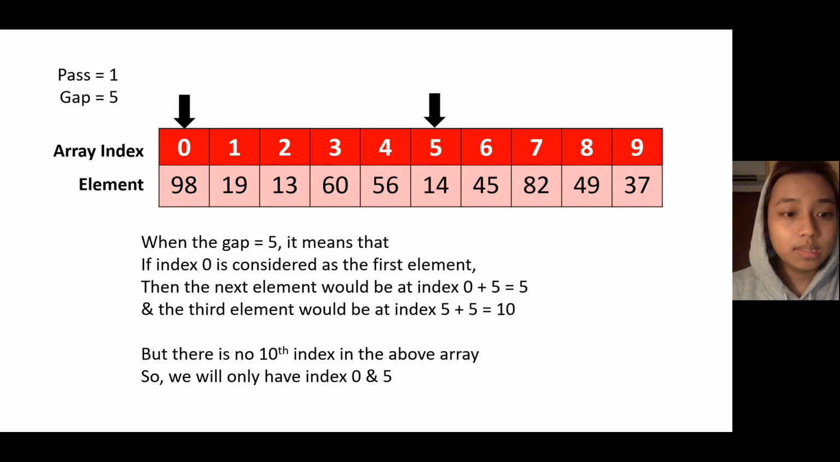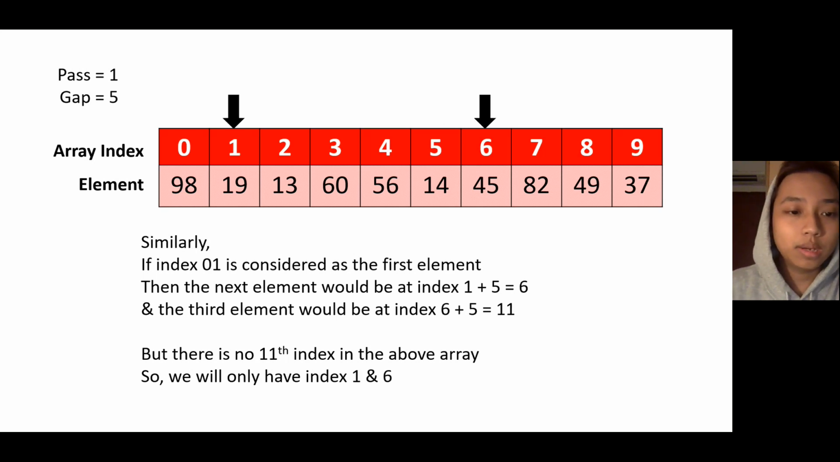When the gap equals 5, it means that if index 0 is considered as the first element, then the next element will be at index 0 plus 5: 1, 2, 3, 4, 5. So it will be at index 5. And the third element will be at index 5 plus 5: 1, 2, 3, 4, 5. However, there is no such index here, so we will only have index 0 and index 5.